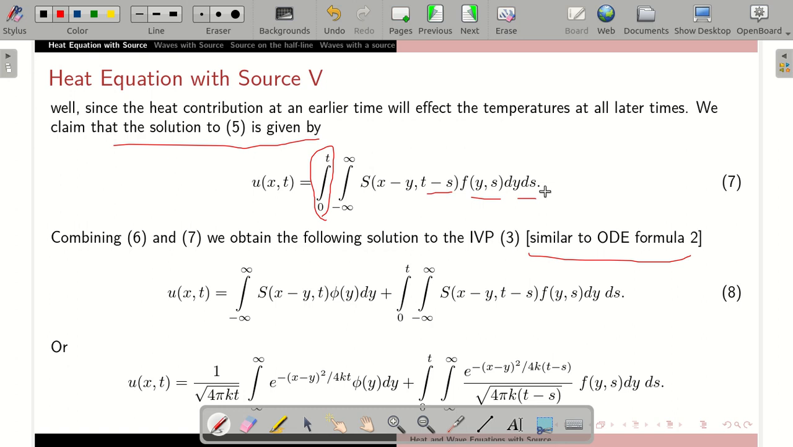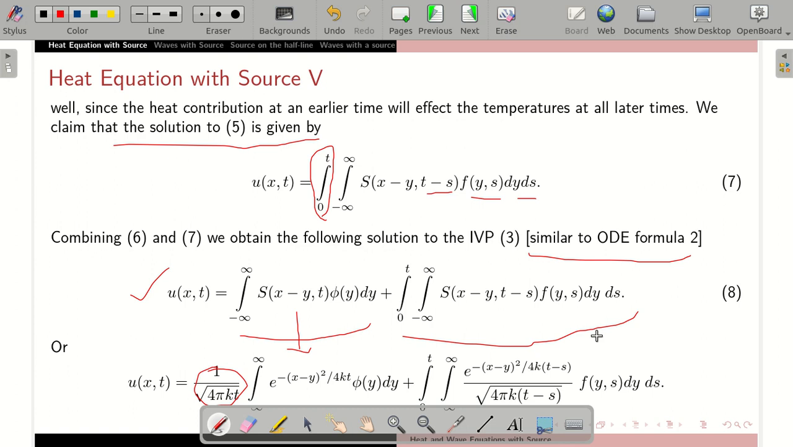So we check that this is a solution. You need to verify the PDE. The final solution will be in this form: the first part from the homogeneous and the second part from the non-homogeneous. And if you substitute the value of S, which is exponential of minus (x minus y) squared upon 4kt with the factor 1 by square root of 4 pi kt, and the same for the value of S(x minus y, t minus s) in this expression, just replace t with t minus s in the formula of S.